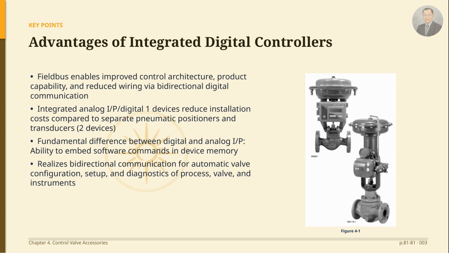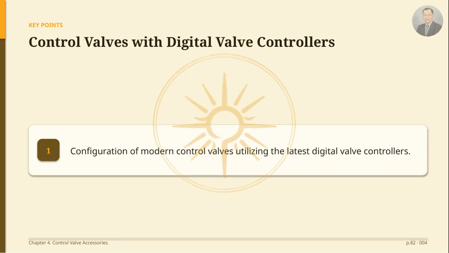The real difference between digital and analog I/P segments is the ability to embed software commands into the device's memory. This allows for automatic configuration and setup of the valve, and most importantly, it enables two-way communication for process, valve, and instrument diagnostics. This is the configuration of a modern control valve utilizing a digital valve controller.